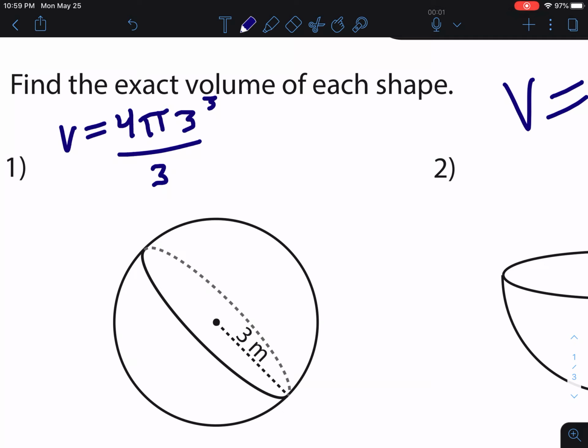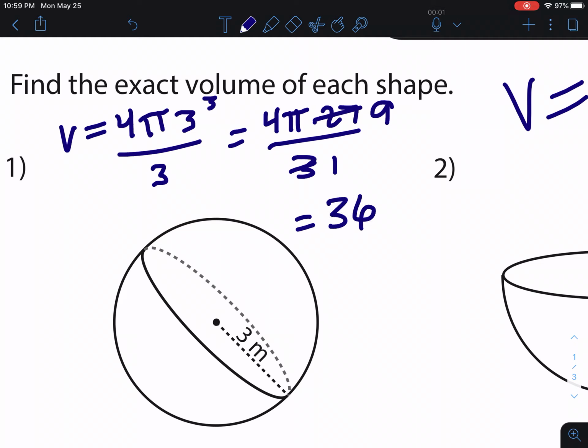And we just got to do some calculations here. Start with the exponents. So 3 to the third power is 27. So this is 4 pi times 27 all over 3. And you can just get out your calculator and do 4 times 27 and then divide by 3. Or right here you can actually take 27 and divide by 3 right now. So 3 goes into 27 9 times. And so that leaves us with 4 pi times 9 on top and 1 on the bottom. 4 times 9 is 36. So we get 36 pi meters cubed.